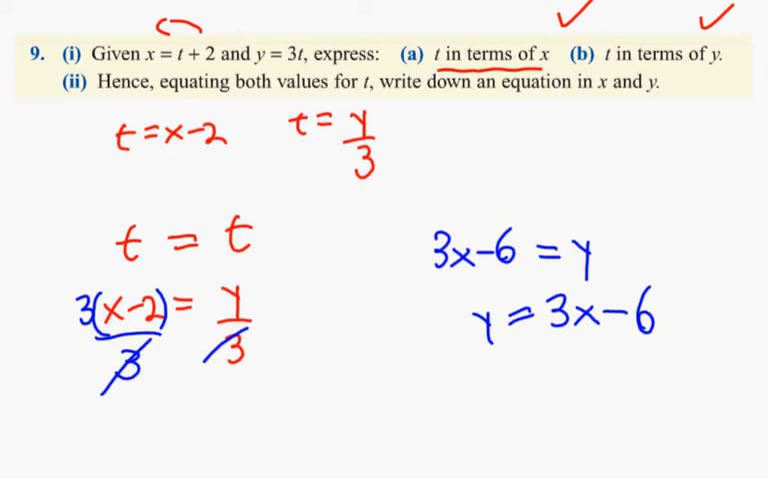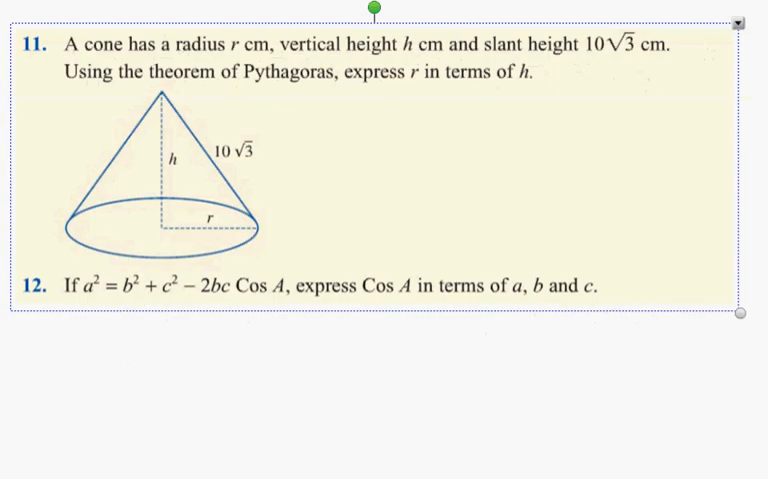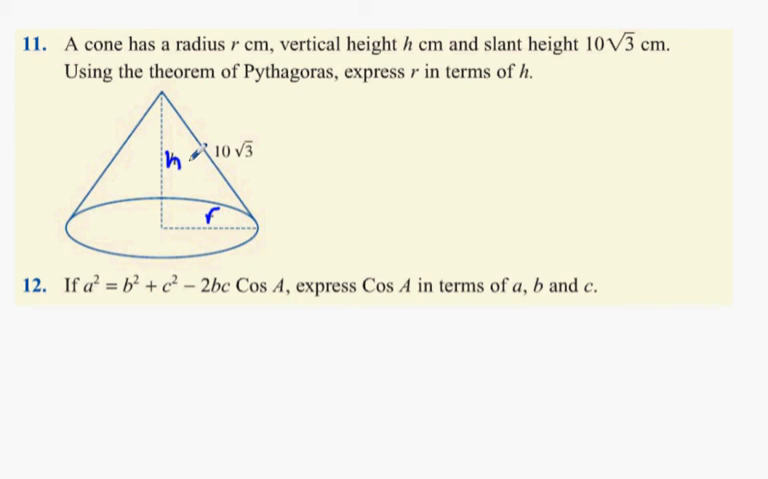Move on to another one. 11 and 12. You might think they're tough, but they're actually not. A cone has a radius r, has a height h. It has a slant height of 10 root 3. This is a 90-degree triangle. Using the theorem of Pythagoras, express r in terms of h.